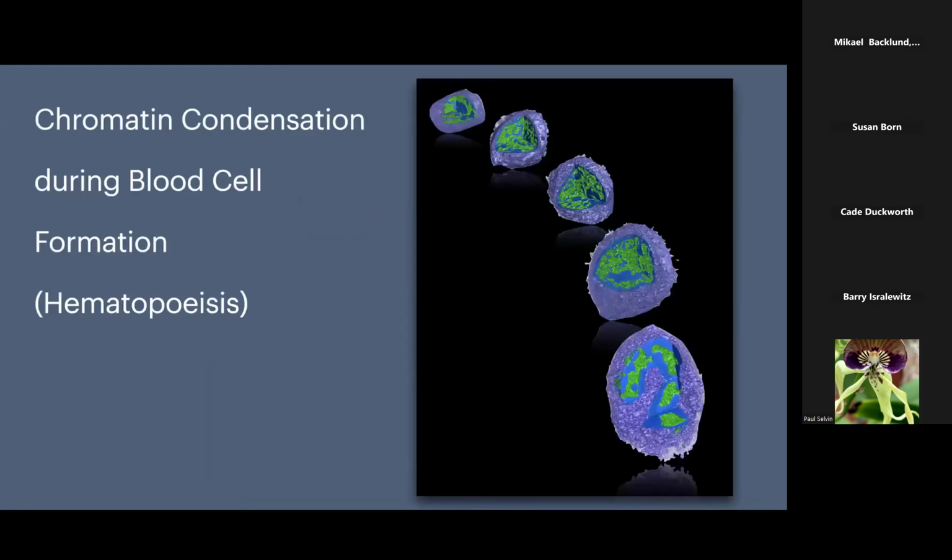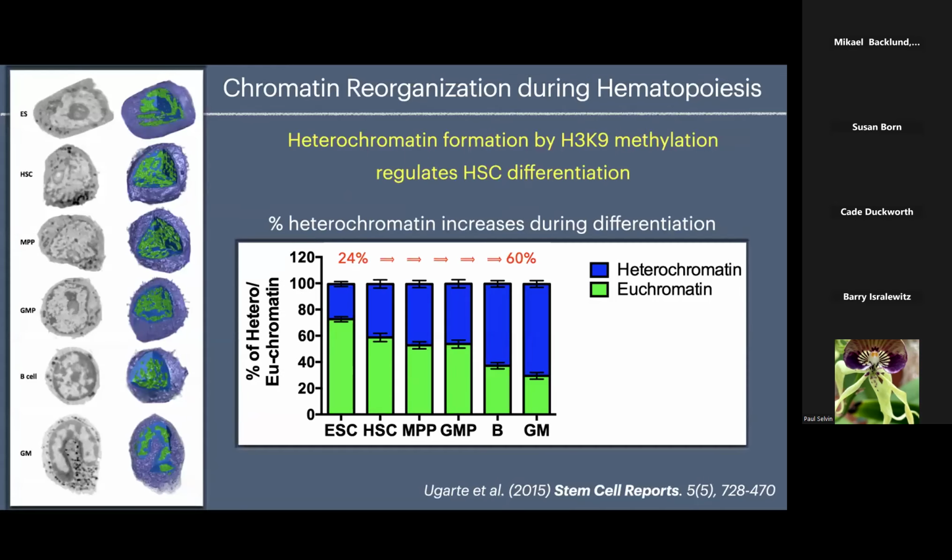So, visualizing nuclear structure and protein condensation during blood cell formation, hematopoiesis. And these are all cells that were obtained from mice, and they had markers to know which stages they got them from, bone marrow and then the circulating cells. Starting at the top with an embryonic stem cell, some progenitor cells moving down to the fully differentiated B cell and neutrophil down here. And what you could do then is calculate the ratio of heterochromatin to euchromatin.